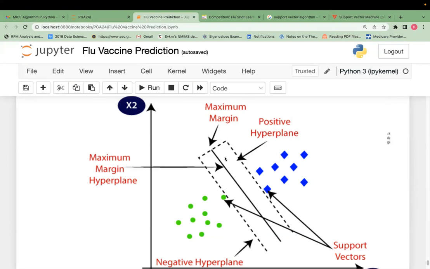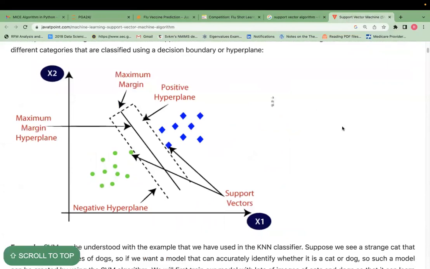Right side of the maximum margin hyperplane is the positive class. Left side of the maximum margin hyperplane is the negative class. 0 and 1. So this is the fundamental of support vector machine. Support vector machines are based on vectors.